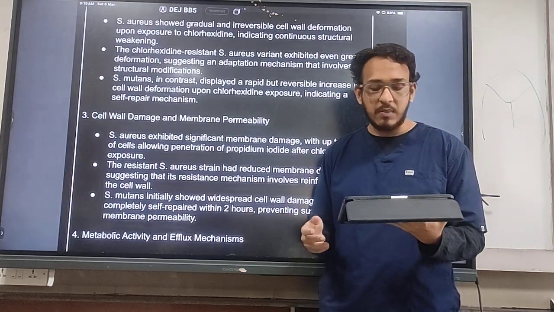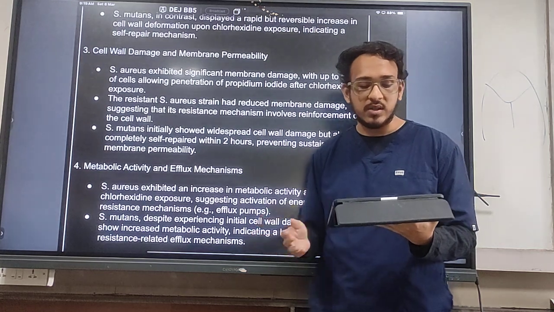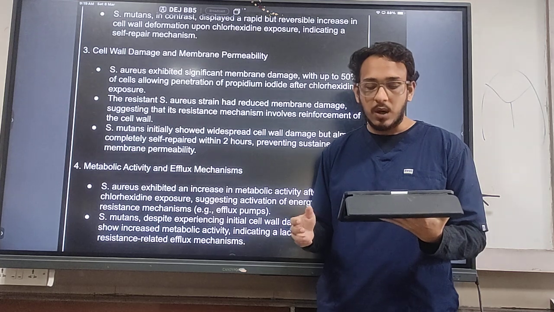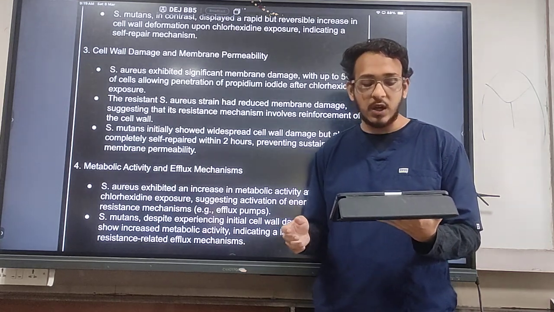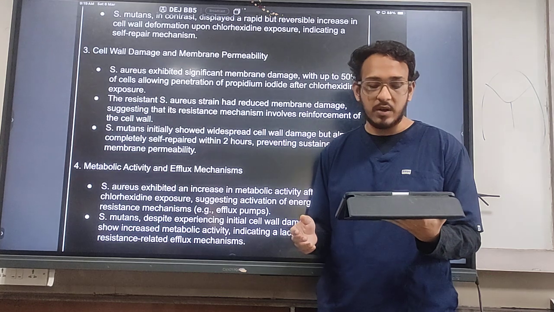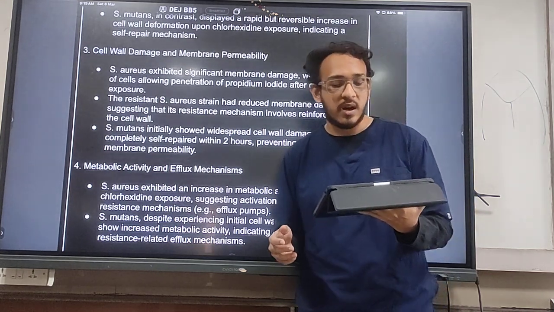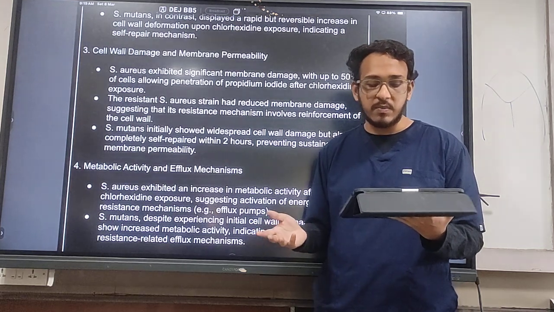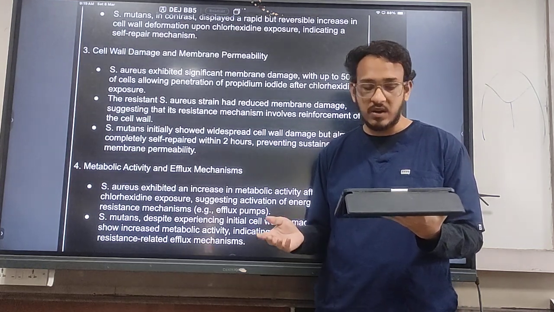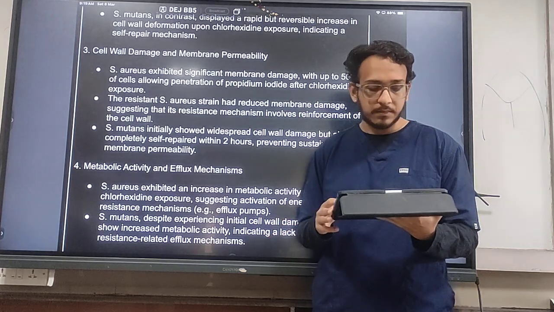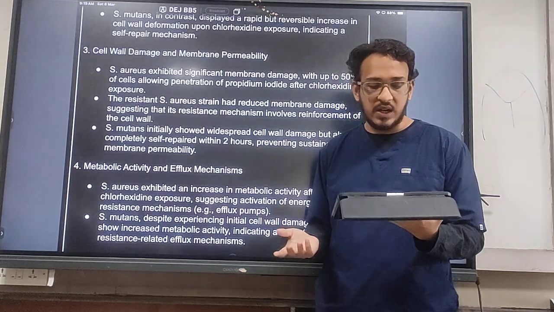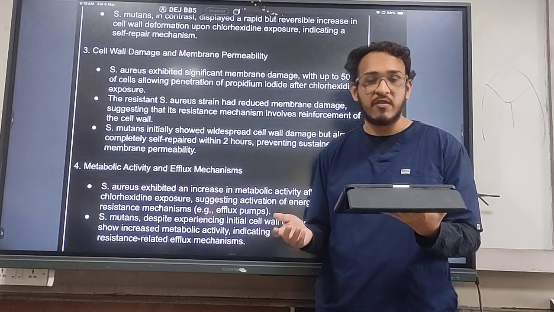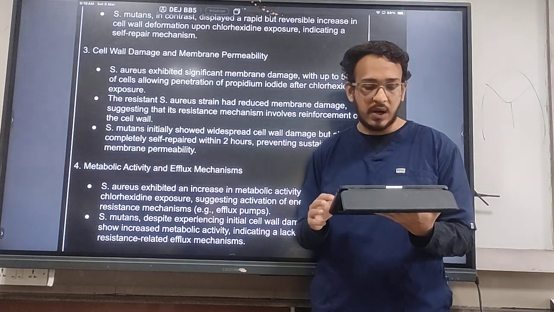The cell wall damage and membrane permeability. The S. aureus exhibited significant membrane damage with up to 50% of the cells allowing penetration of propidium iodide after chlorhexidine exposure. The resistant S. aureus strain had reduced membrane damage, suggesting that the resistance mechanism involves reinforcement of the cell wall. The S. mutans initially showed widespread cell wall damage but almost completely self-repaired within 2 hours, preventing sustained membrane permeability.